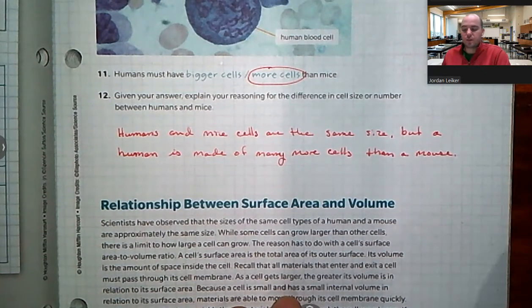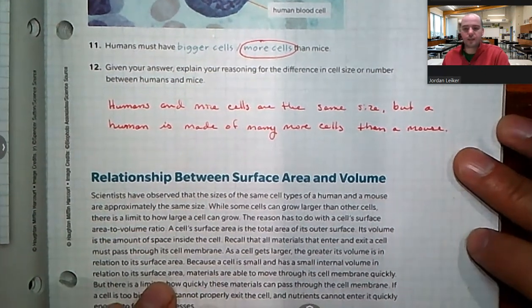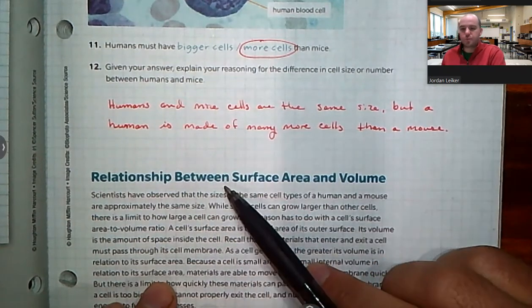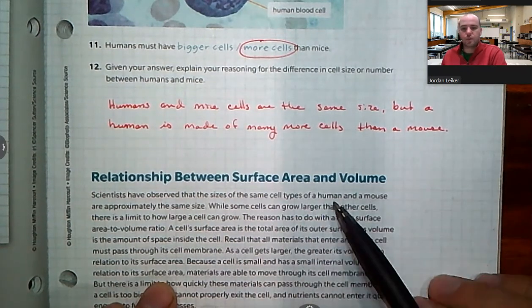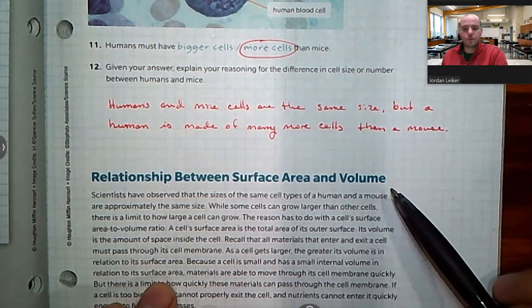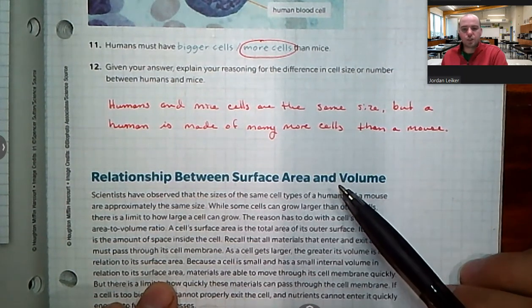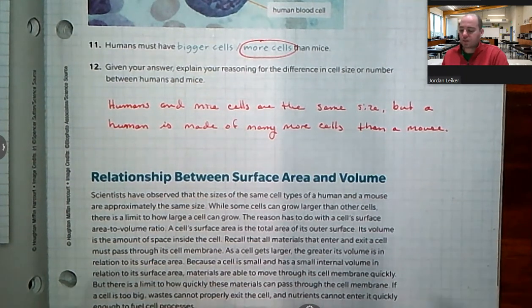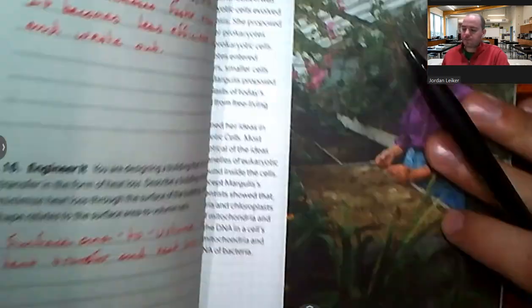So a blue whale is just made of many, many more cells. And there's a reason behind that. There's a relationship between surface area and volume. Cells want to have a lot of surface area and a small volume, and the reason is because of the exchange of nutrients and waste. And we're going to talk about that here on the next page.